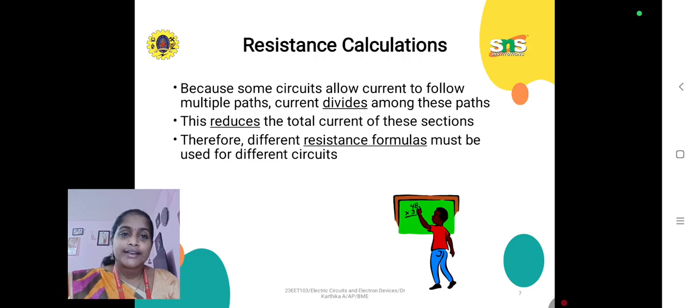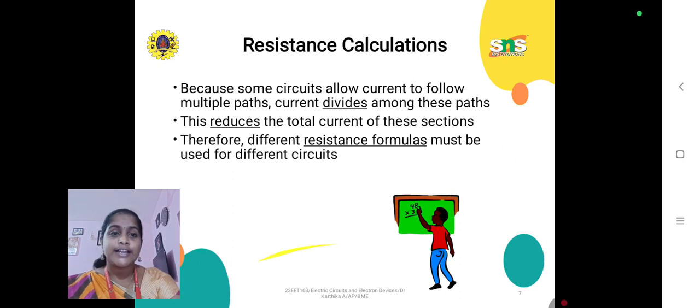Resistance calculation is an important thing in series parallel connections because some circuits allow current to flow through multiple paths. Current divides among these paths. This reduces the total current of these sections. Therefore, different resistance formulas must be used for different circuits.